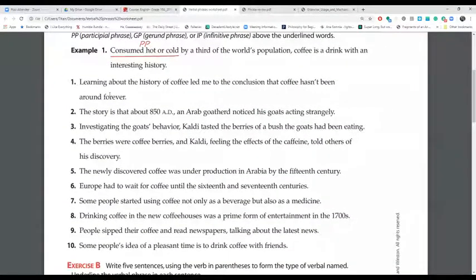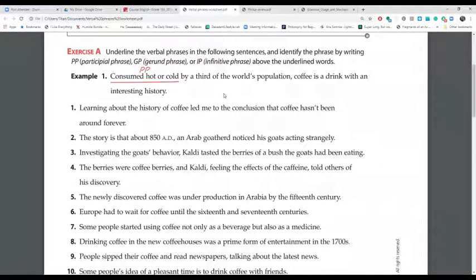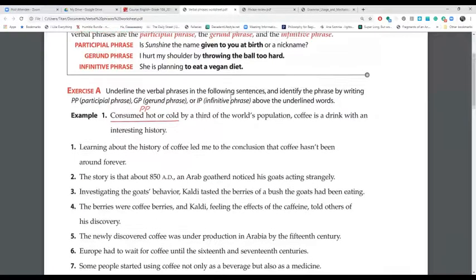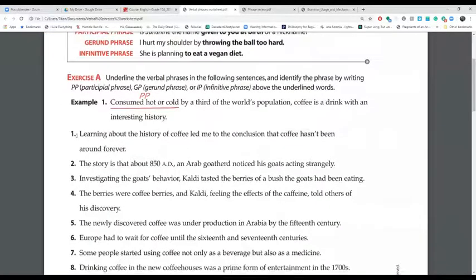So number one: learning about the history of coffee led me to the conclusion that coffee hasn't been around forever. Is this a participle phrase, a gerund? First, can we identify where the phrase is? We know that learn is a verb, right? And if we add ing to the end of a verb, then we either have a gerund or a present participle. So the phrase here will be learning about the history of coffee. And then led here is the operative verb. It's the main verb in the sentence.